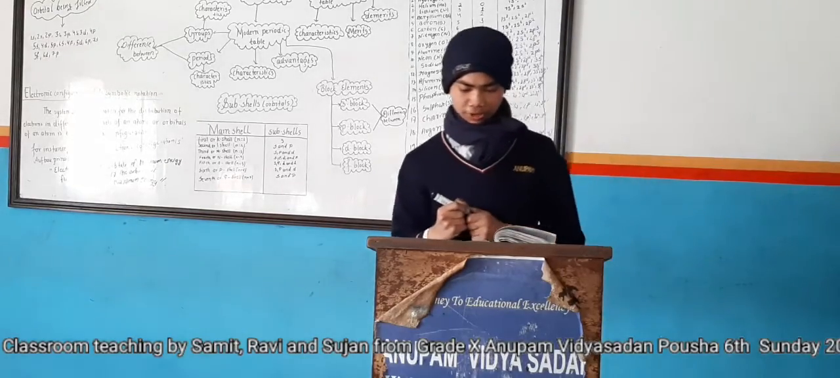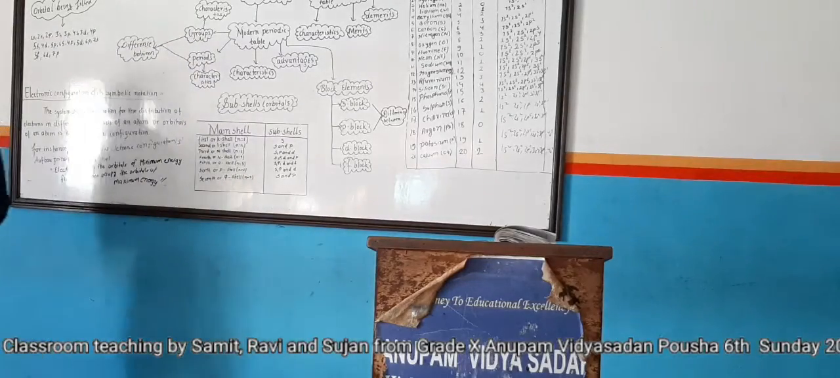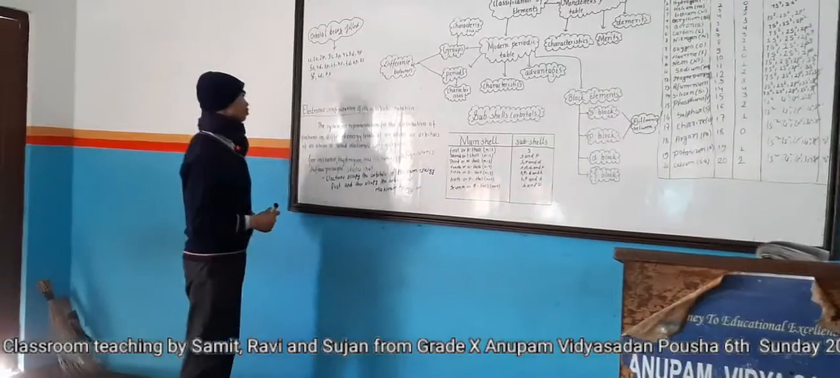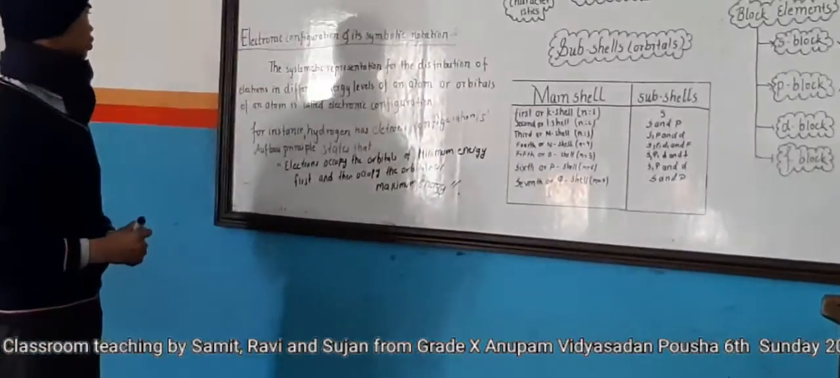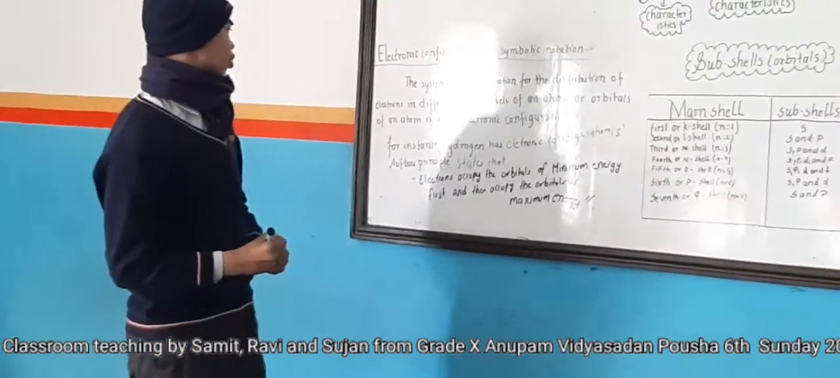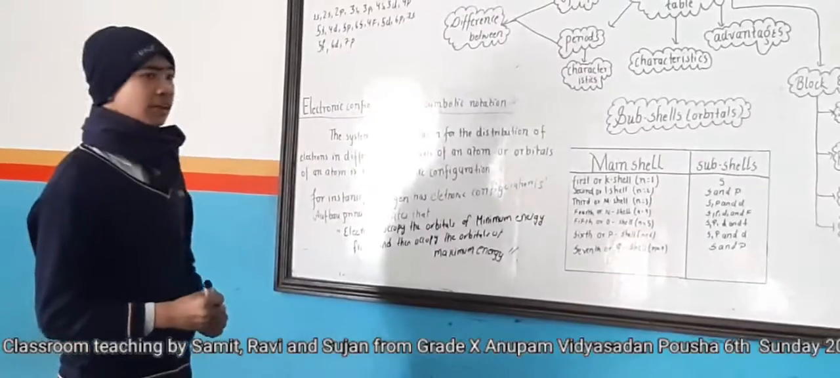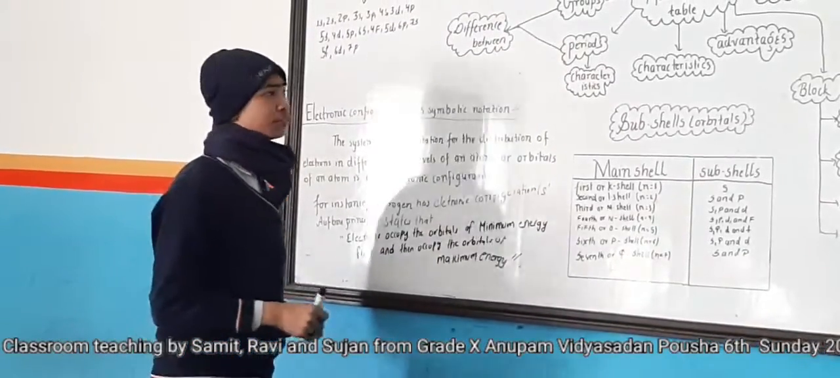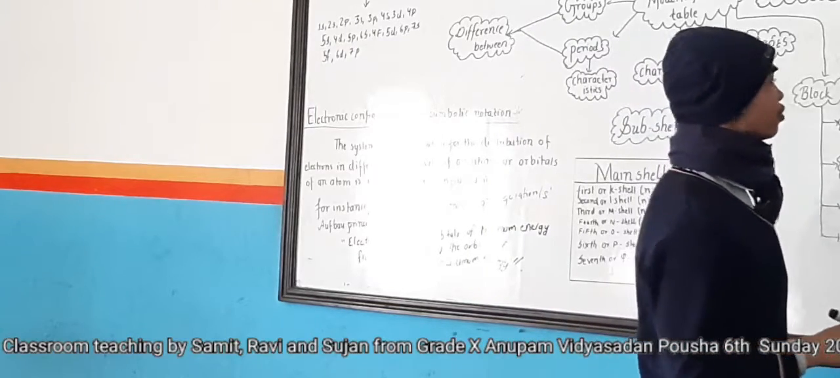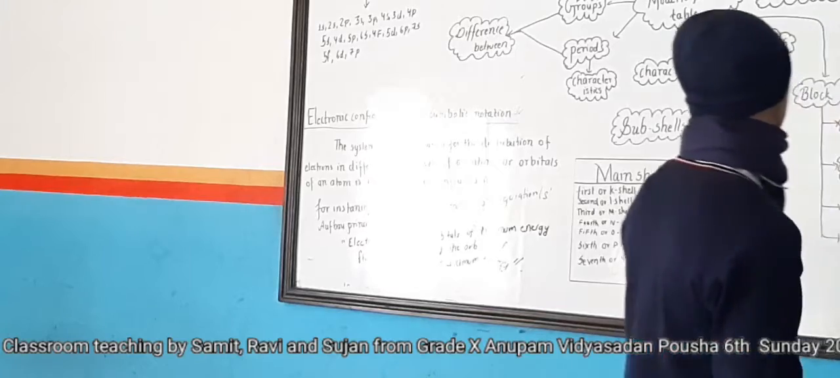Now let's talk about electronic configuration and its symbolic notation. The systematic representation of the distribution of electrons in different energy levels or orbitals of an atom is called electronic configuration. There are different elements and different electronic configurations, as well as their changes in valency and atomic number, as shown in the chart.